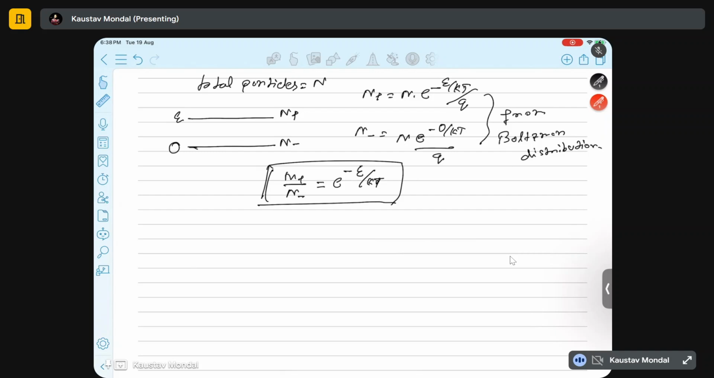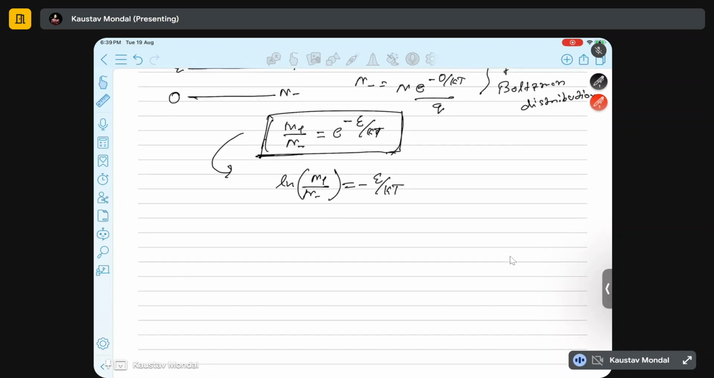Temperature, we want to find out negative temperature, right? So we have to write this whole thing as an expression of n plus and n minus, where the temperature would be on the left hand side, right? So how can we do that? We have to write the whole thing as an expression of n plus and n minus. So we'll take log on both sides. This gives you minus epsilon by kT.